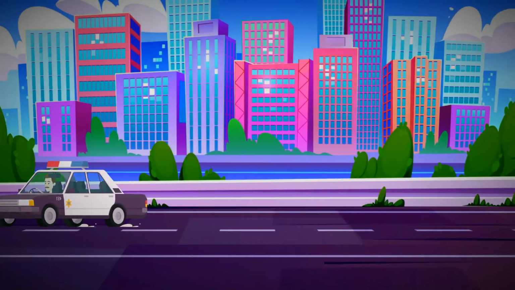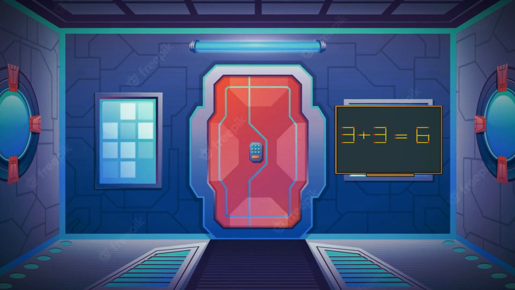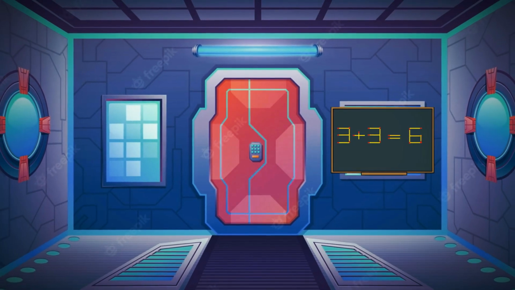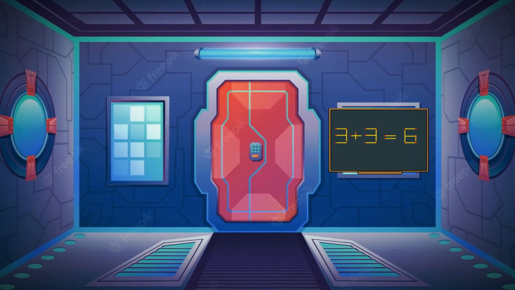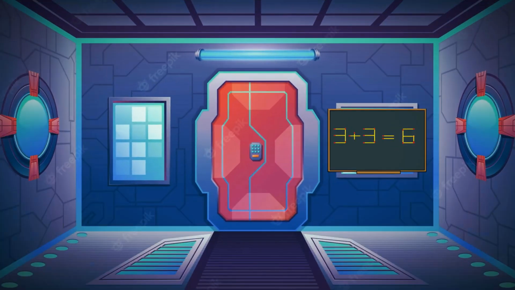The inspector took George to the lab, but there was a puzzle at the door and the inspector had to solve this to enter the lab. The equation was 3 plus 3 is equal to 6. The inspector needs to move 1 matchstick but has to keep the answer as 6. So guys, can you tell how he can make this equation work again?